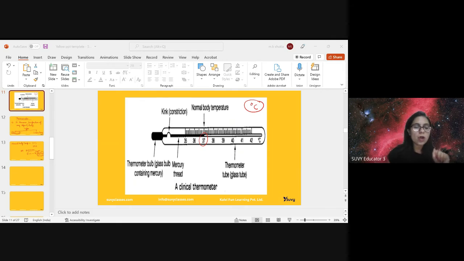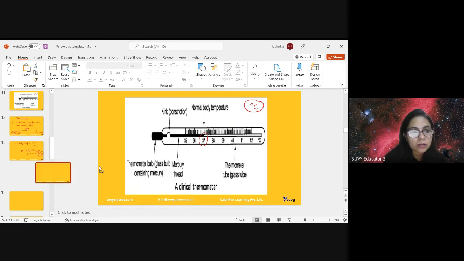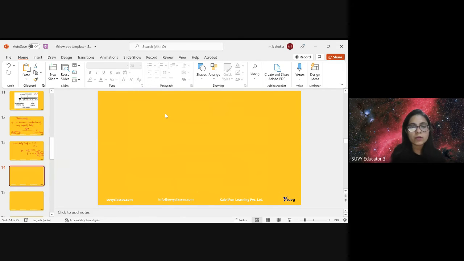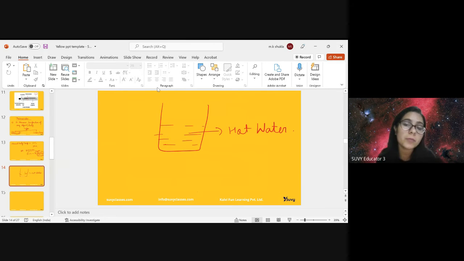So suppose you have one container, and there is water or something, whatever you have kept there. Suppose it is hot water, and you have to check the temperature of this one. Which type of thermometer are you going to use? Tell me which type of thermometer you are going to use for measuring the hotness of the water. We will use the laboratory thermometer.